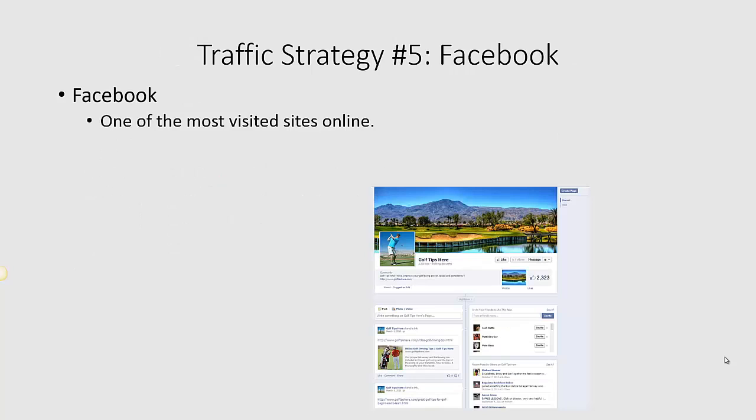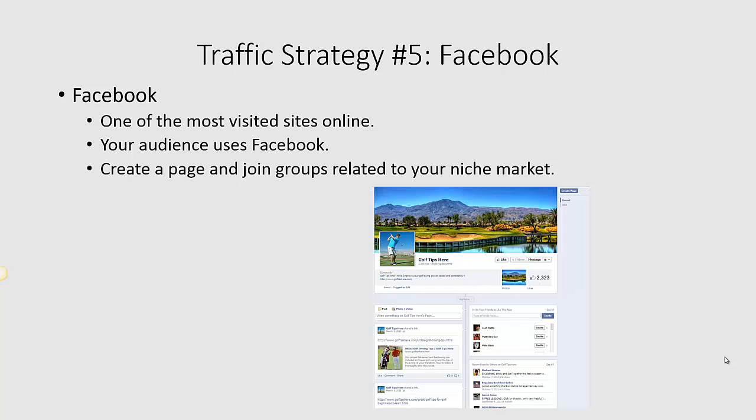Here's traffic strategy number 5. That is using Facebook. Facebook is one of the most visited websites online, and it's definitely something you want to use as part of your marketing arsenal. The reason is because there's so many people, even elderly people, even older people, are starting to get on Facebook. So it's not just college students anymore. It's people of all ages, all walks of life. So you're going to be able to reach whatever niche market you're targeting, whatever your niche's demographics are, they're going to be found on Facebook. It is by far one of the most visited sites on the internet. Your audience uses Facebook, plain and simple.